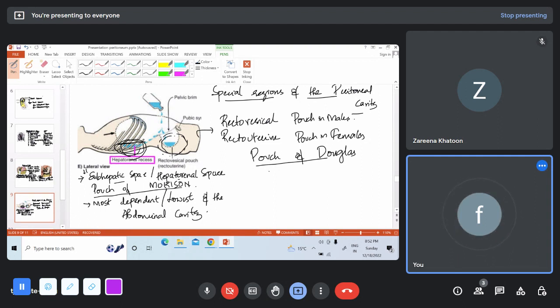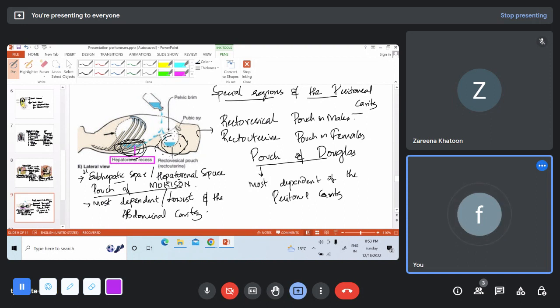All right. So this is the most dependent part of the peritoneal cavity. You can see it is very easily visualized in this picture here. Okay, we can see fluid tends to collect here.